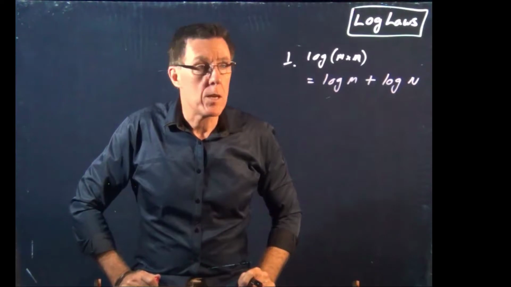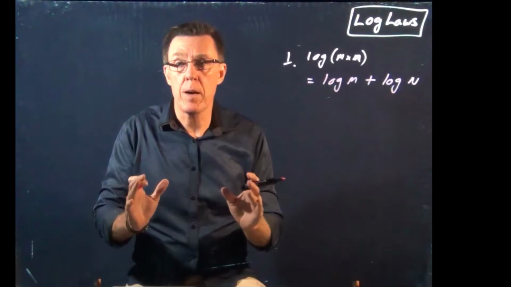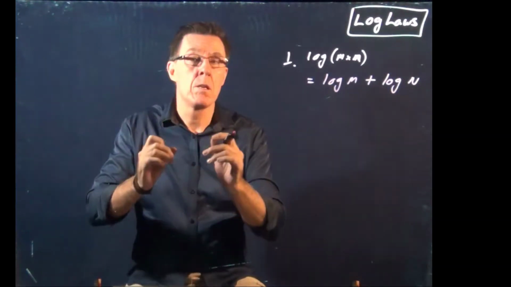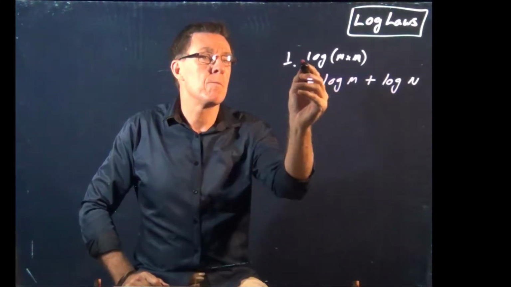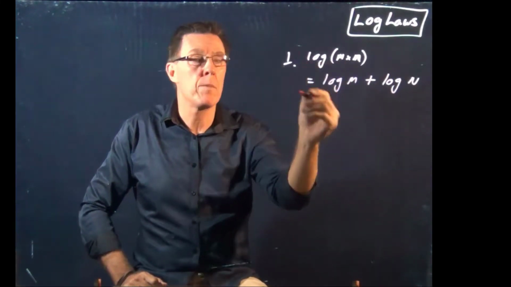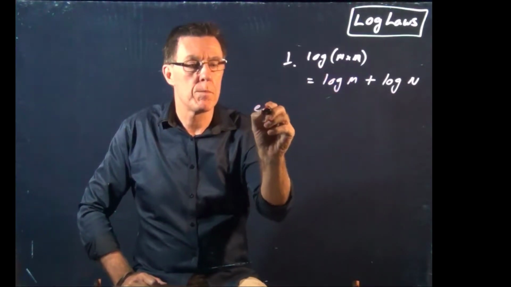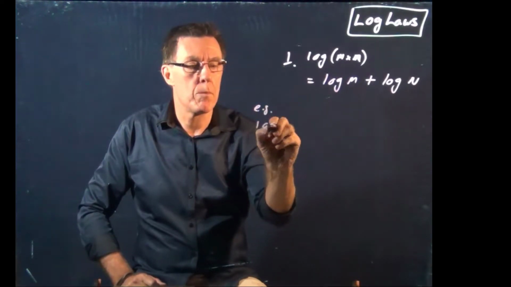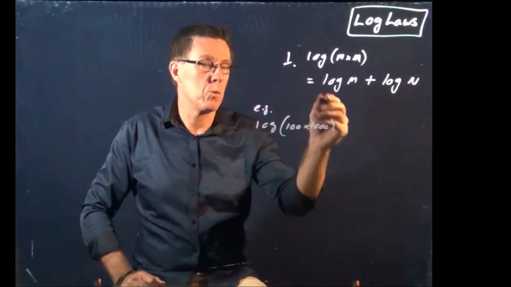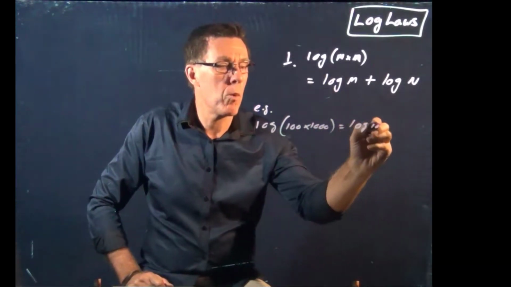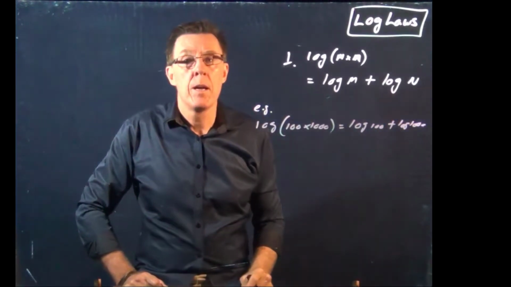Since logs are indices, that shouldn't be too much of a worry to you, because you know when you multiply powers of the same base, you add the indices. Well, since logs are the indices, it should be no surprise that you're adding the logs. So if you've got two numbers multiplied together, you take the log of that, split the log across both numbers, and add together. For example, if you had the log of 100 times 1000, according to our rule, we could take the log of 100 and add it to the log of 1000. How does that work?